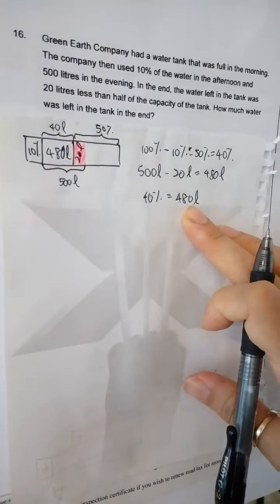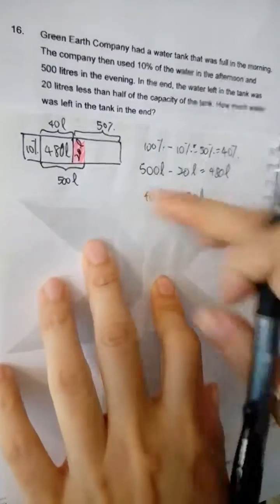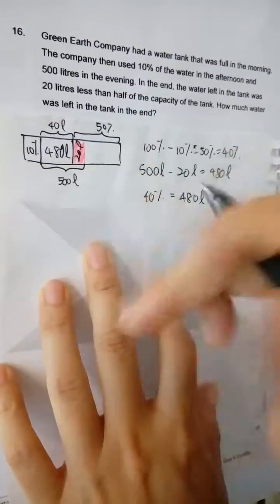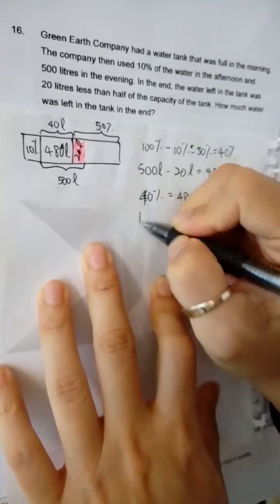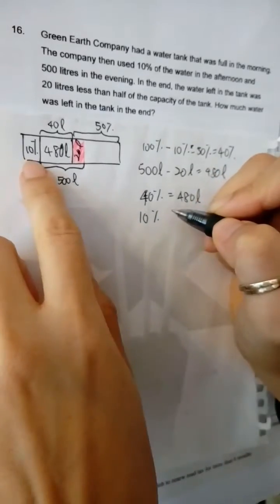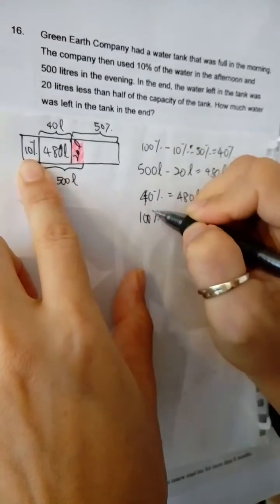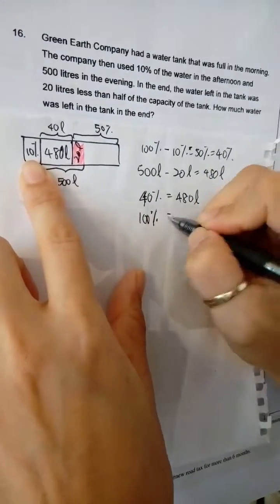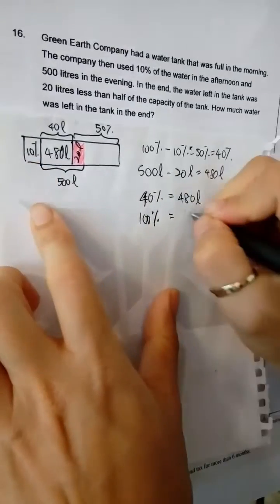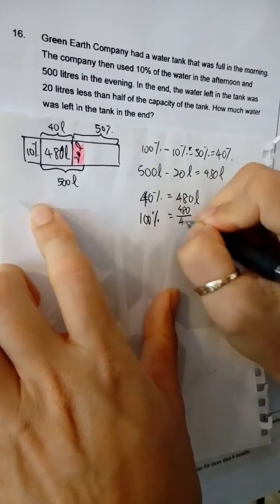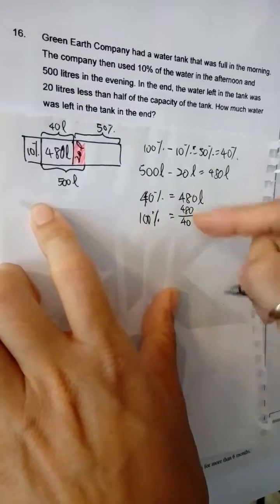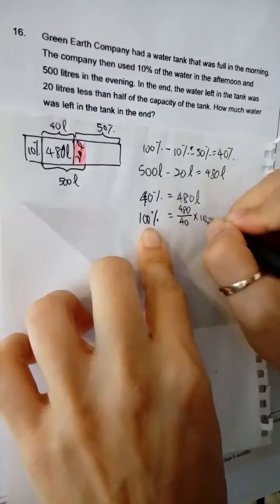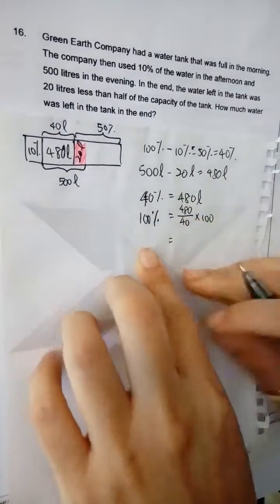Alright, what do I want? How much water was left in the tank? So can I just find 10% instead of 100%? I have to find 100% first. I gotta find 100%, so I get right hand divided by left hand, right? I'll get 1%, and when you times 100%, you get the whole thing.